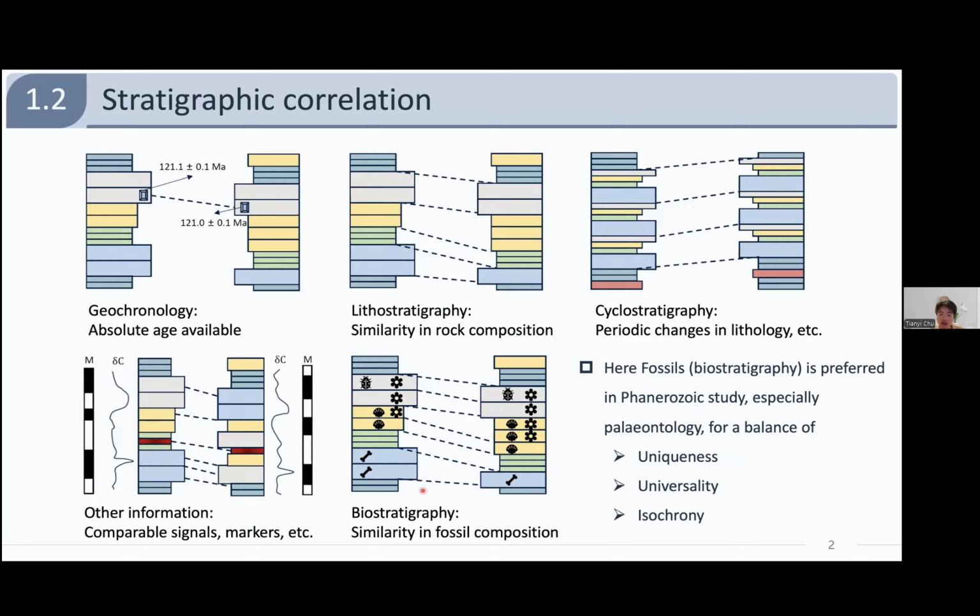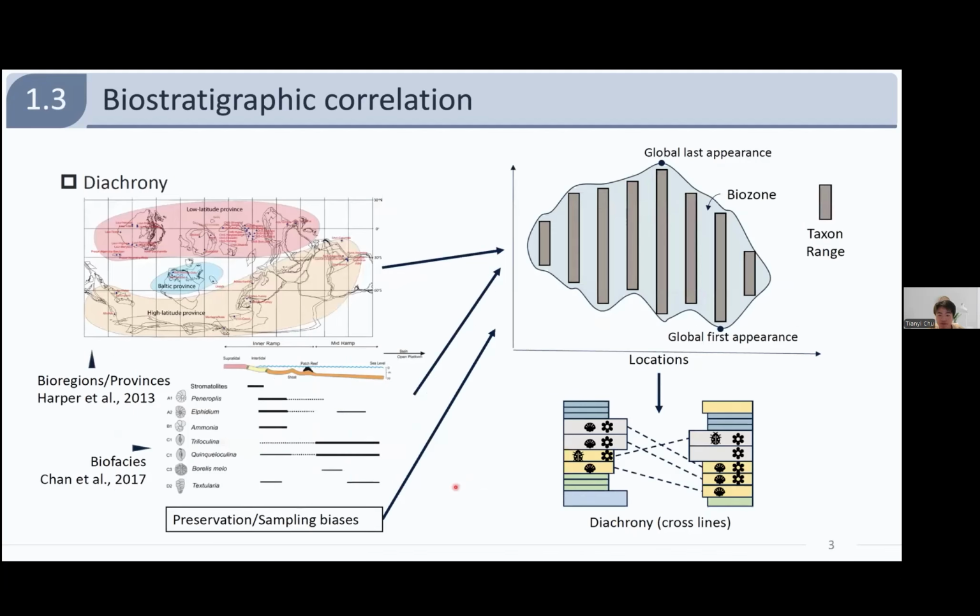In terms of biostratigraphy, we look at the similarity in fossil composition between different sections by comparing which fossils are found, where we can correlate rock layers and infer their ages. But when we do biostratigraphic correlation, we often assume taxa appear and disappear at the same time globally, but that's rarely the case. Due to biogeographic provinces, environmental differences, and sampling bias, the same species might show up at different times in different locations.